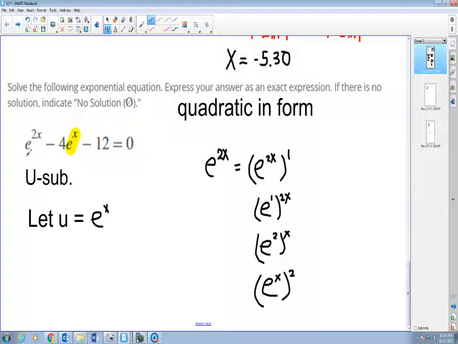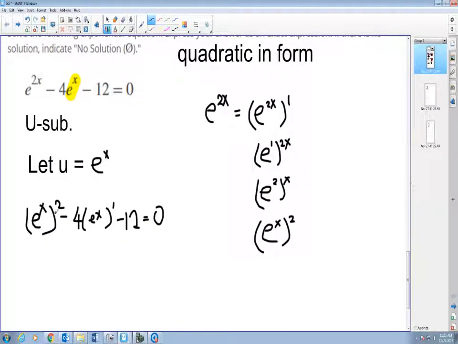Because I can write e to the 2x as e to the x whole thing squared, this becomes e to the x whole thing squared, minus 4 times e to the x to the first power, and then minus 12. So this is quadratic in form because the exponents for a quadratic equation are 2, 1, 0 power. All these e to the x become another variable called u. By using the U substitution method, I can rewrite this whole equation as u squared minus 4u minus 12 equal to 0.